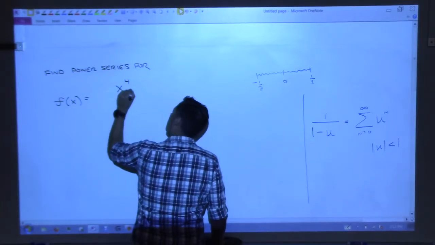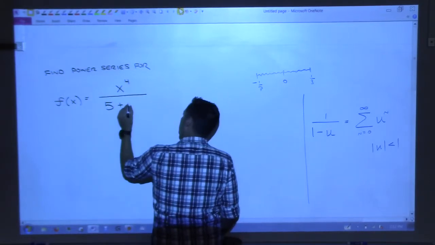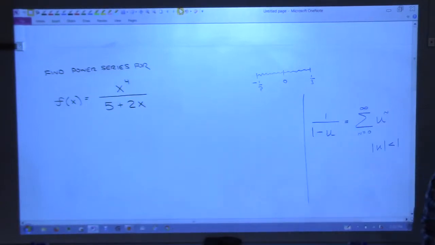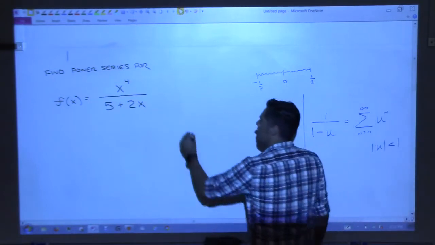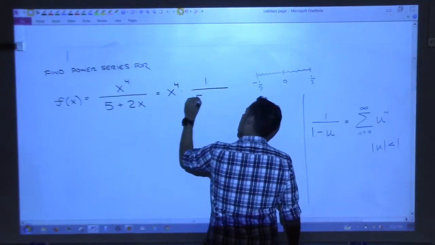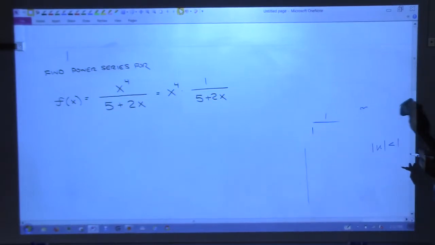X to the 4th over 5 plus 2x. And things are going to start getting interesting now. Got to make it look like this, right? 1 on top, x to the 4th on top, that's a problem. So why don't we do this first? That's legitimate, right? Is that okay with you?